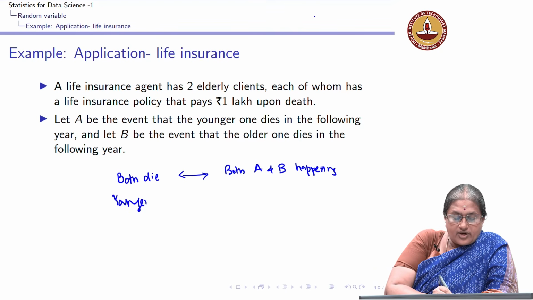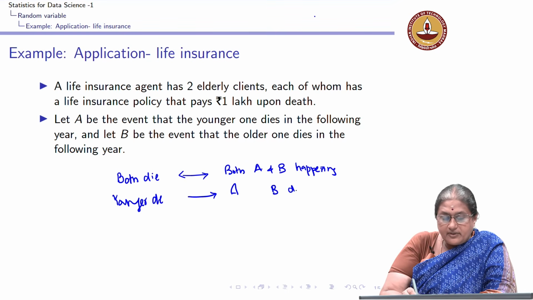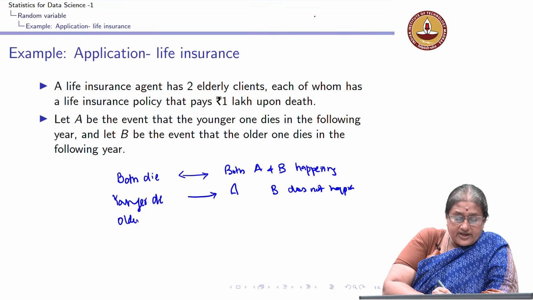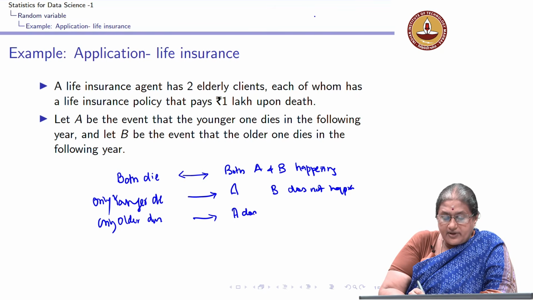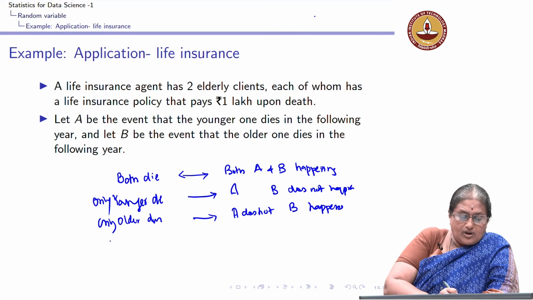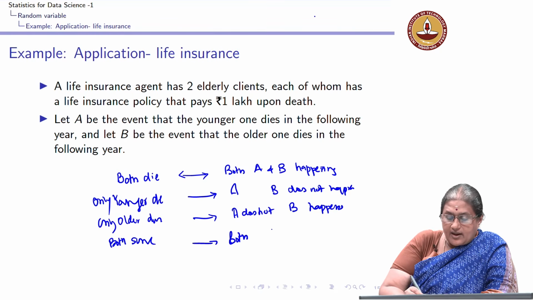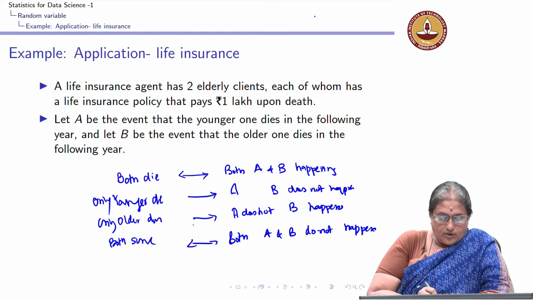Younger one dies, older one survives: only A happens, B does not happen. Only the older one dies: here A does not happen, B happens. Both survive: both A and B do not happen. I hope this is clear.